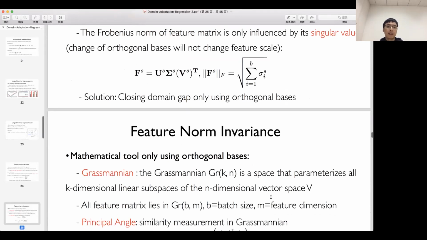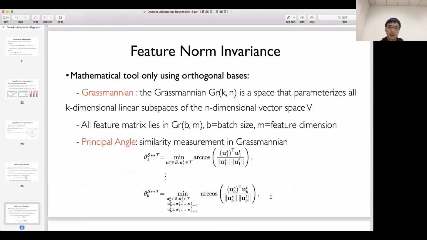So there are many mathematical tools that can measure the distribution between two subspaces using only the orthogonal basis. The first one is the Grassmann manifold. It is also called the Grassmannian. The Grassmannian Kn is a space that parameterizes all k-dimensional linear subspaces of the n-dimensional vector space.